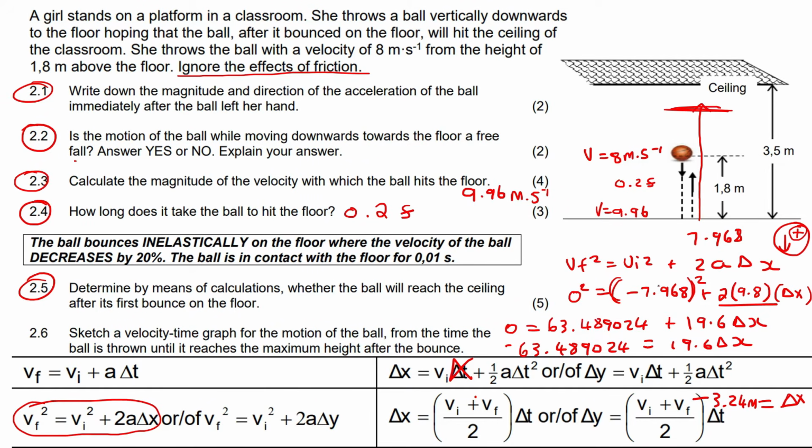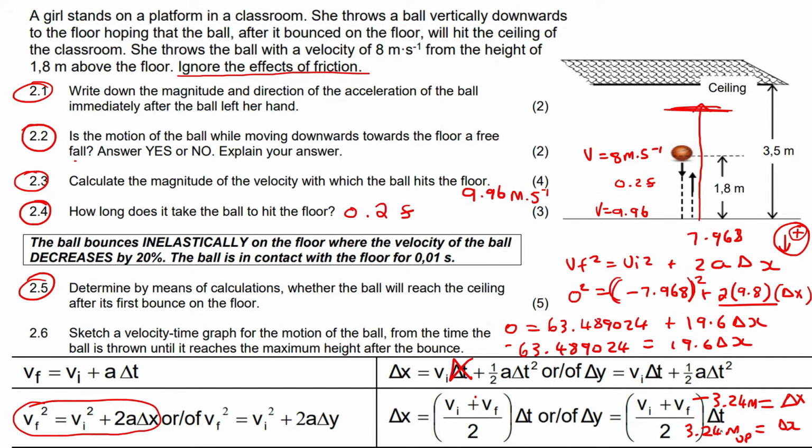Now remember that we chose down as positive. You're getting a negative answer, so that just means up. Technically, it means above. When you're talking about displacement, it means above your reference position, which we were choosing as this one here. But we can just say up for now. So delta x is going to be 3.24 meters up.